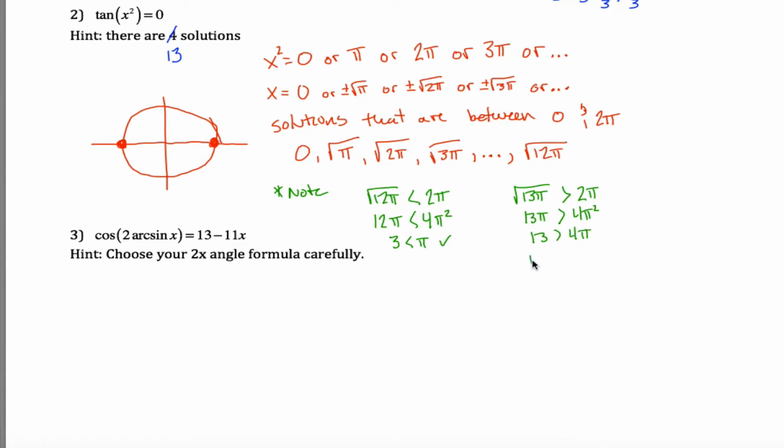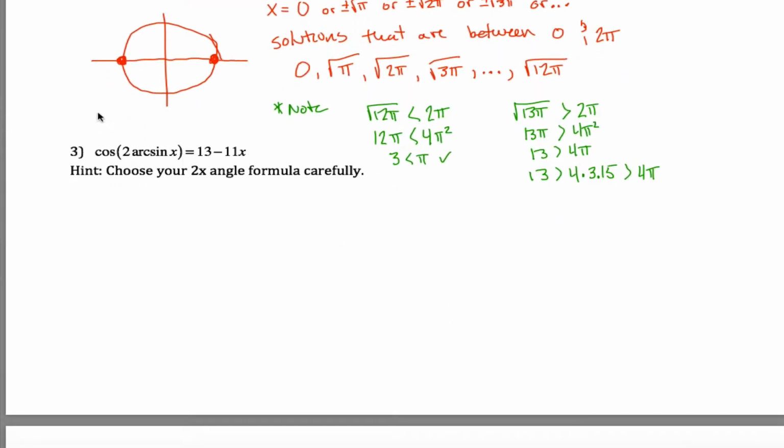How do I know that's true? Well, 13 is greater than 4 times 3.15 because 4 times 3 is 12, and 4 times 0.15 is 0.6. So this is 12.6. This is certainly greater than this, but this thing right here is greater than 4 pi because pi, as you know, is 3.14 something. This is 3.15. This is bigger. So anyways, my solution's in there. I guess that's helpful. Okay, moving on. That was kind of painful.